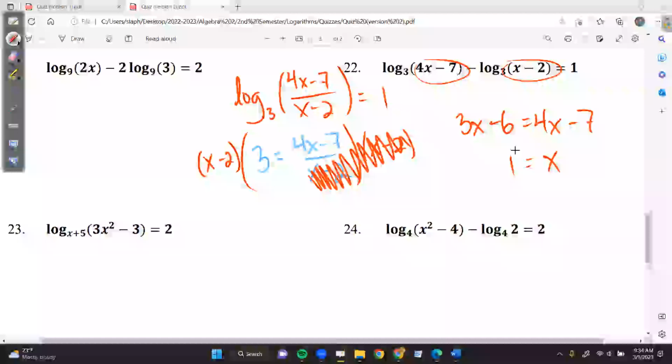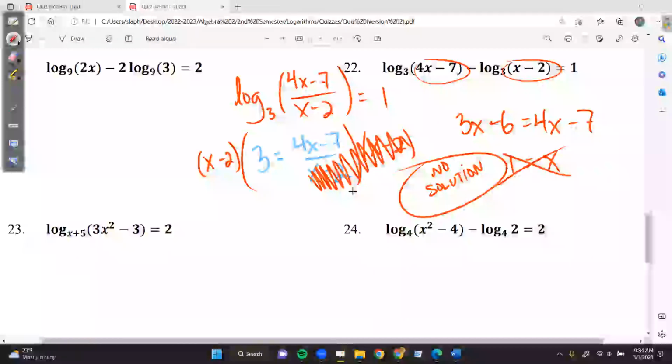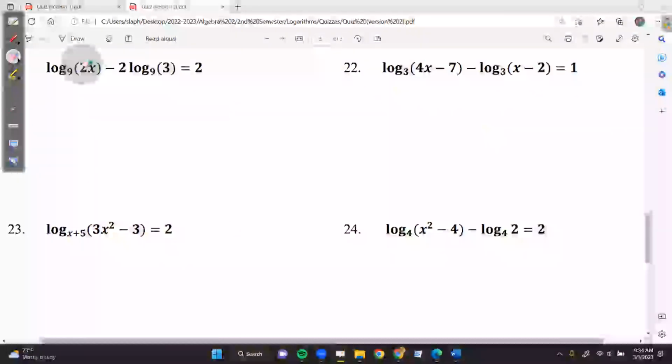Check that answer. Will it break any laws? It will. It breaks the laws in both logarithms. Right away, it makes log of a negative, which means it doesn't work, which means what? That we have to explicitly write, hey, there, the answer is no solution. The answer is that there is no answer. Question number 23.